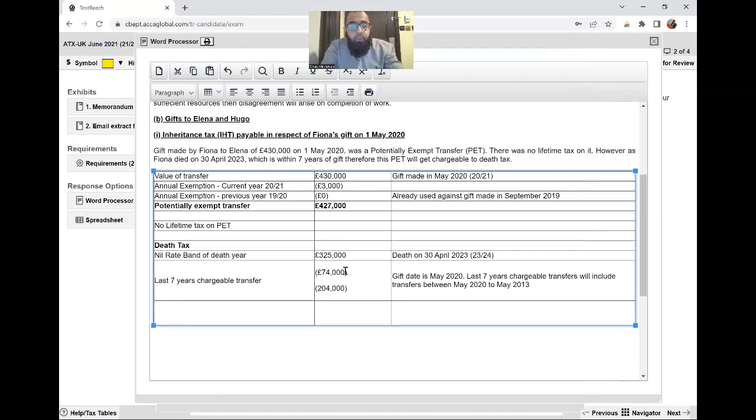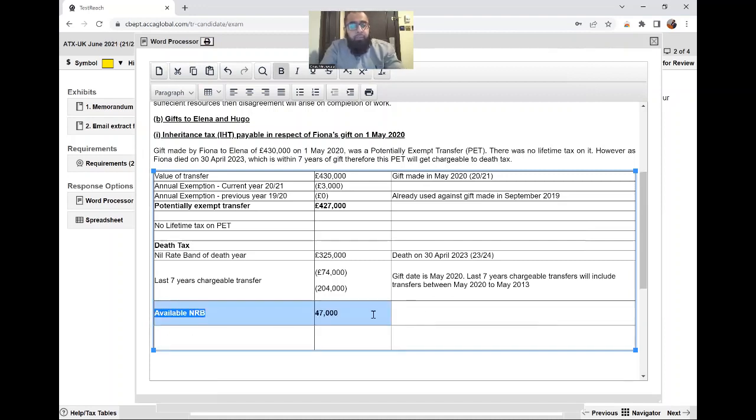74,000 and 204,000. So this gives me available nil rate band of how much? 325,000 minus 74 minus 204. So it's 47,000. The column size has increased. Okay. Now, so the available NRB is 47,000.